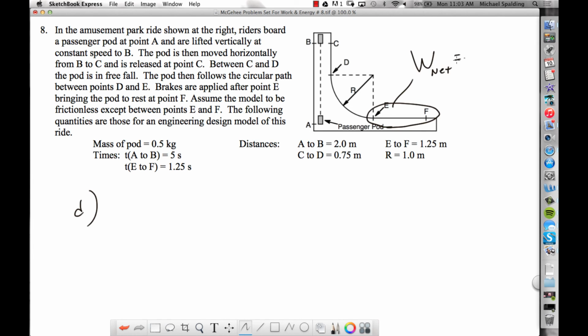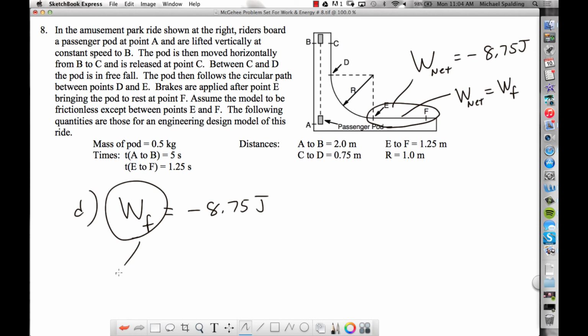We know that the net work is negative 8.75 joules. Guys, what was the only force that did work from E to F? The only force that did work was what? Friction. So the work net is equal to the work of friction, right? The only force that did work was the work of friction. So you go like this. The work of friction must be equal to negative 8.75 joules.